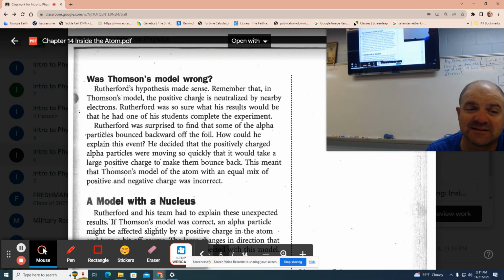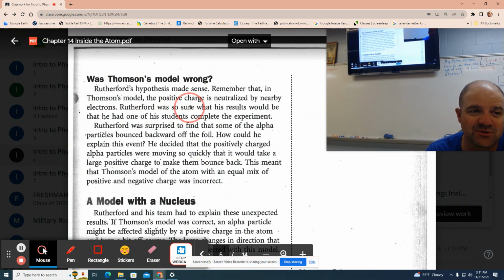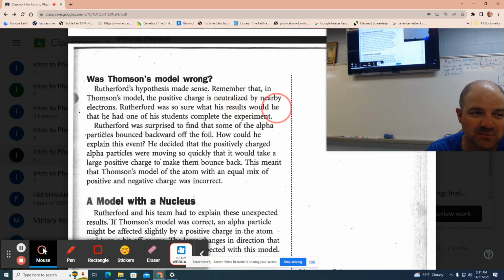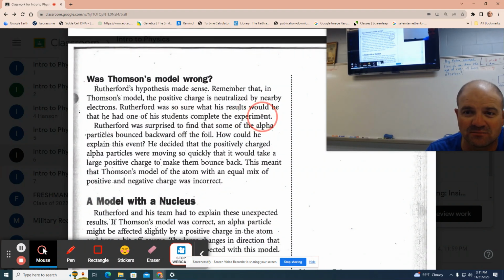Rutherford's hypothesis made sense. Remember that in Thomson's model, the positive charge is neutralized by nearby electrons. Rutherford was so sure what his results would be that he had one of his students complete the experiment. He thought Thomson was right. Rutherford was surprised to find, however, that some of the alpha particles bounced backward, not just slightly deflected, but completely backward off the foil. How could he explain this event?